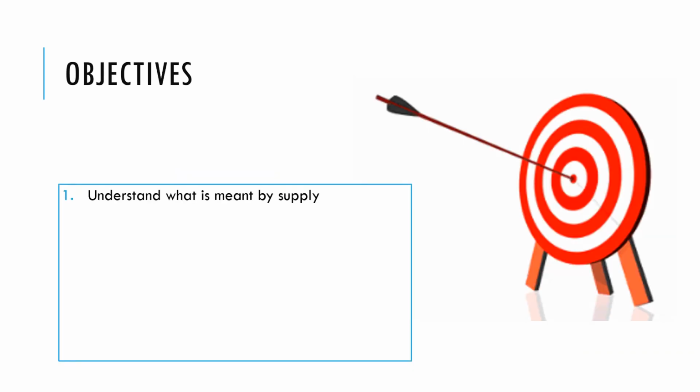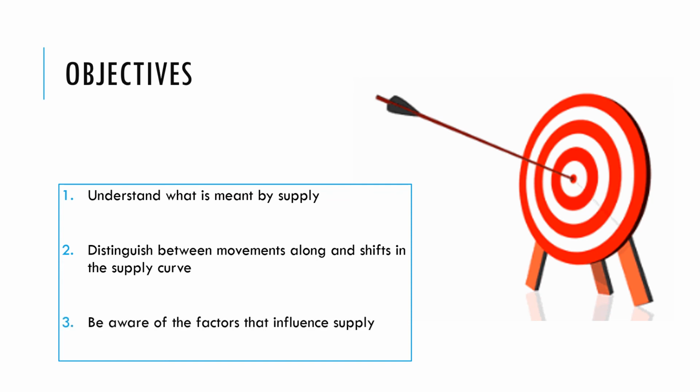So in this video, we've looked at what is meant by supply, distinguished between movements along and shifts in the supply curve, and looked at some of the factors that will influence supply and cause shifts in the supply curve.